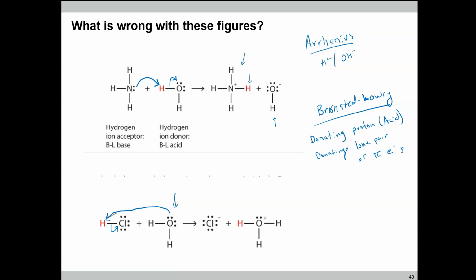So that's the difference. And you can see down below here, we're donating the lone pair of electrons. So this could act as a Bronsted-Lowry base. But on the right side, we're not necessarily making the OH. So no OH, so this wouldn't necessarily be an Arrhenius base. We are donating a proton, and you can see here it could be an Arrhenius acid or a Bronsted-Lowry acid because we're donating the proton. So these are the fine distinctions between these terms.